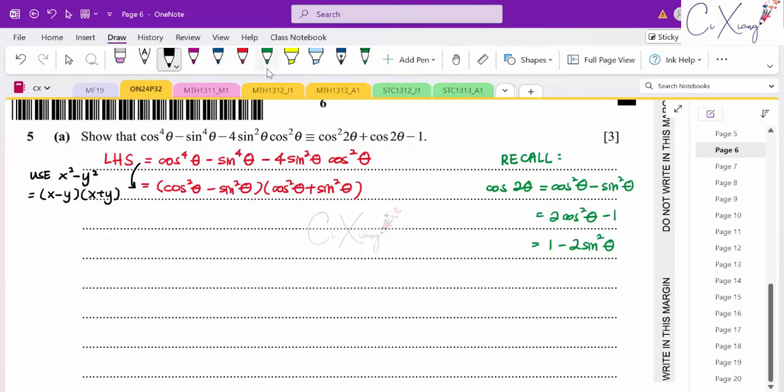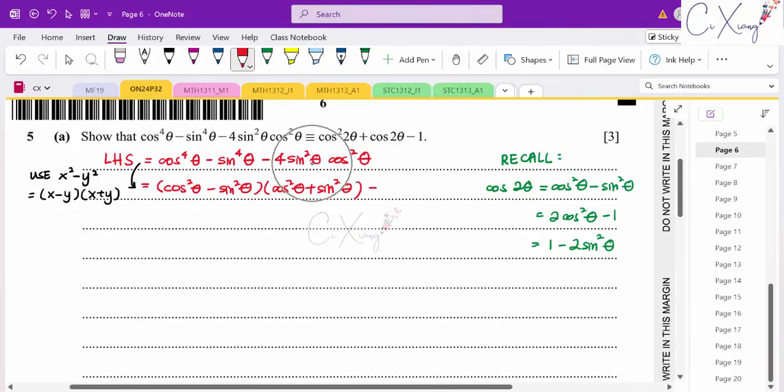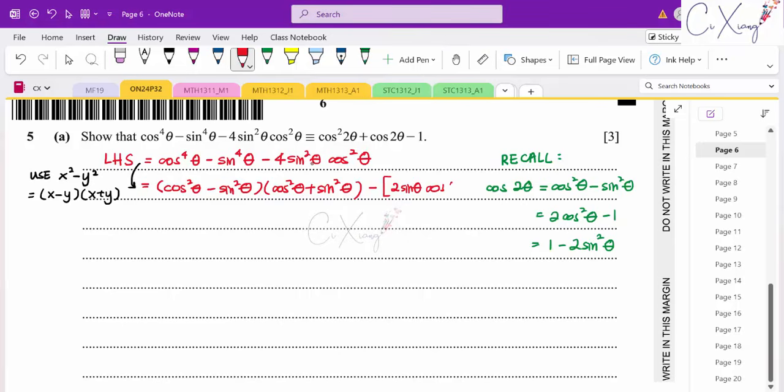Okay, then after that, minus. For this part, I can rephrase it as 2 sine theta cos theta, then square. Why do I rephrase it this way? It is because I have another identity, where sine 2 theta can be written as 2 sine theta cos theta. If I want to apply it in reverse, I rephrase it as 2 sine theta cos theta first. Alright, so next step.